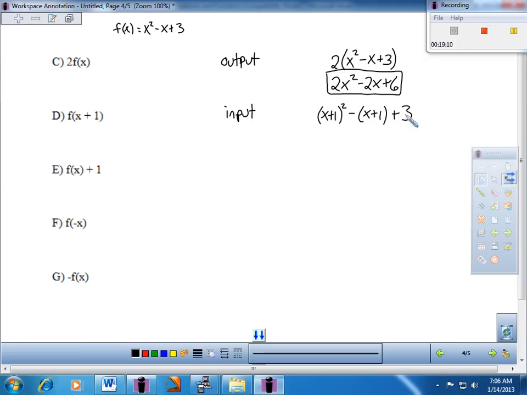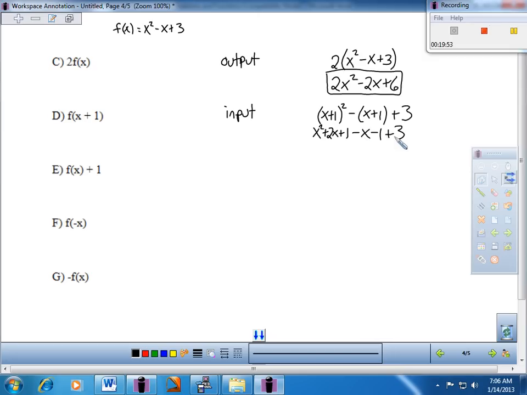Well, let's see how you did. I'm going to do this in 2 steps just so you can see, just in case. But when I FOILed that out, you got to be careful. Remember, this is not just x squared and 1 squared. It is x plus 1 times x plus 1, which is this. And then don't forget, distribute that minus in.